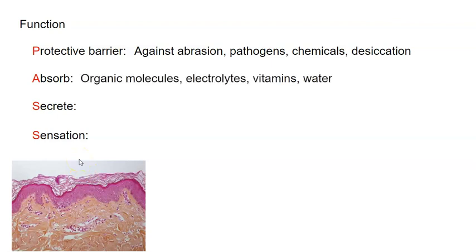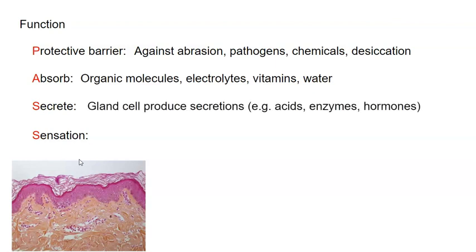Epithelia also absorb organic molecules, electrolytes, vitamins, water. They also secrete. We have gland cells that produce secretions, for example, acids, enzymes, and hormones.